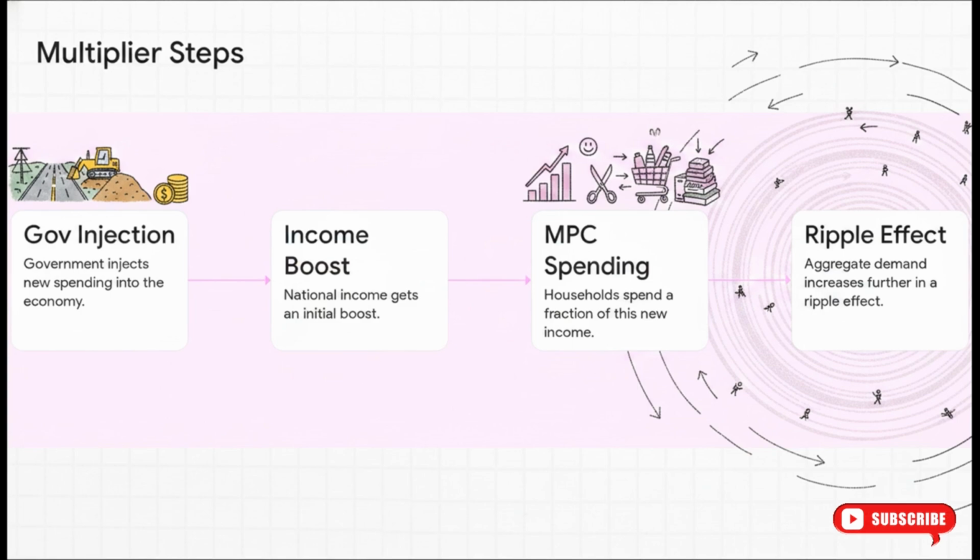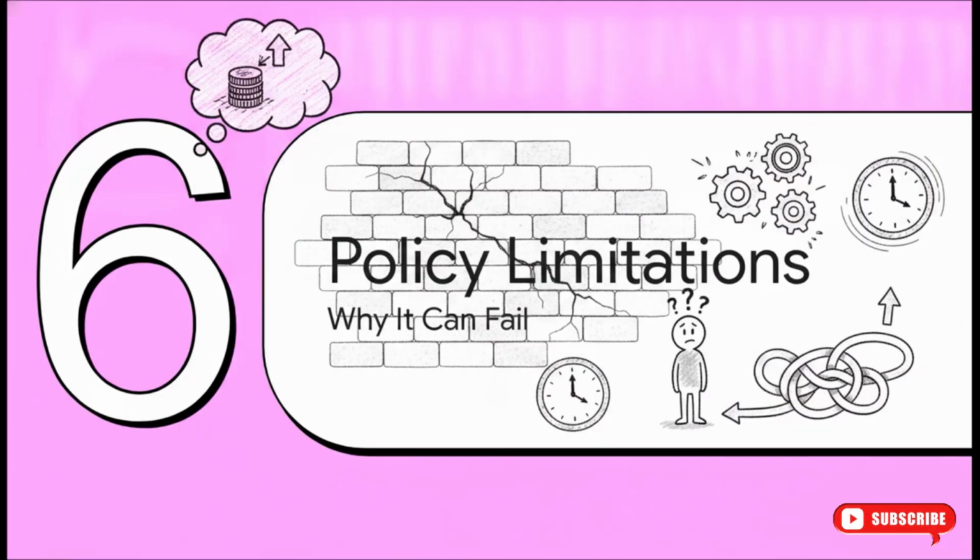And step 4, the local grocer and the barber suddenly have new income, right? So they go out and spend a fraction of their new money. This creates a massive ripple effect, meaning that initial money spent on the highway ends up increasing the total aggregate demand by a much larger multiple. Section 6, limitations of fiscal policy, why it doesn't always work.